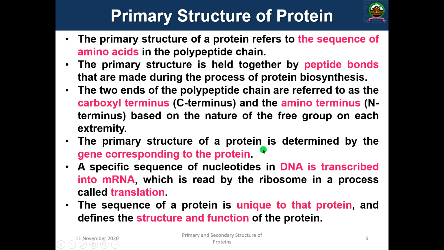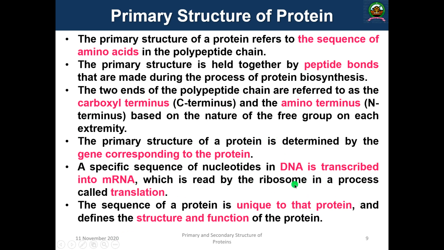The primary structure of the protein is determined by the gene corresponding to the protein. A specific sequence of nucleotides in DNA is transcribed into mRNA, which is read by the ribosome in the process of translation. We will discuss the molecular biology mechanism of translation in the next semester, in molecular biology. Then the sequence of a particular protein is unique to that protein, and that defines the structure and function of the protein.